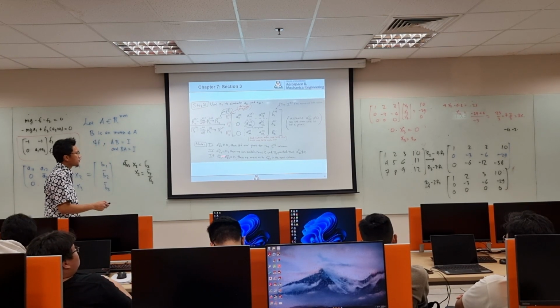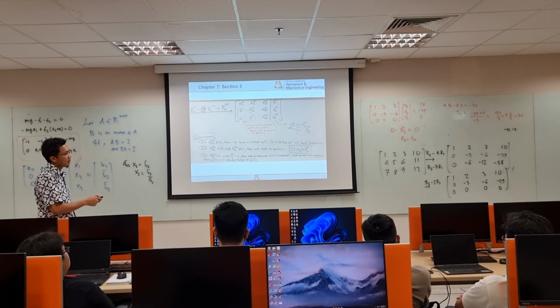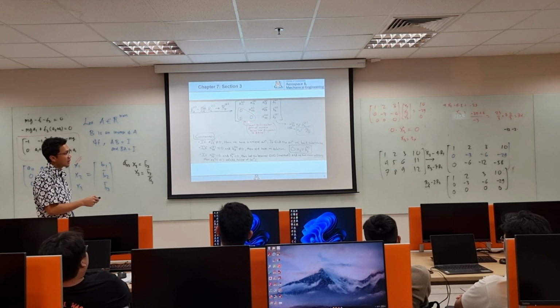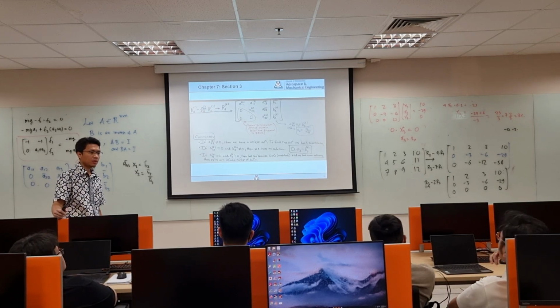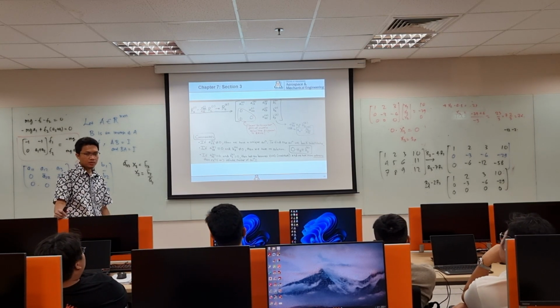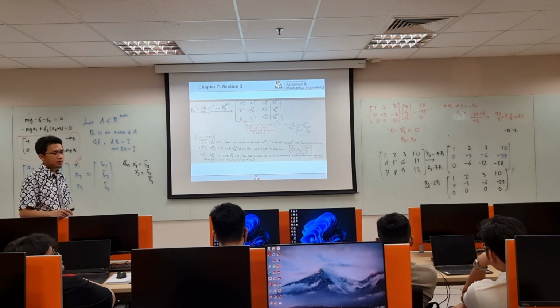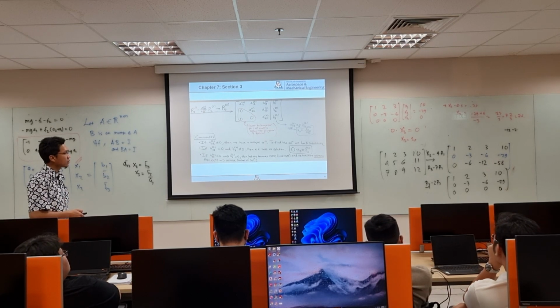Okay, let's move on. So that's the ideal case. If you have an ideal case like this, then the solution will be unique. Only one solution that you can get. But if it is like that, then you will have multiple solutions, infinitely many solutions.